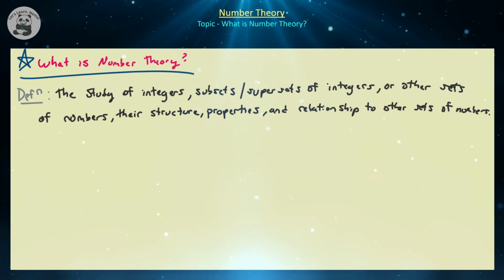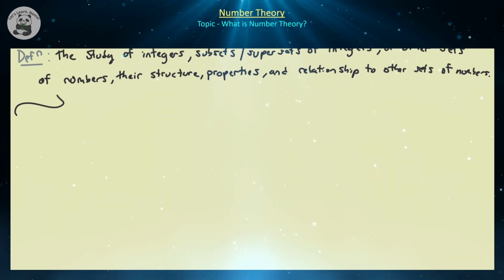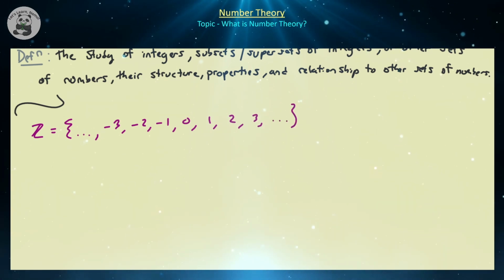Some people will just define it as the study of integers, but I think it's quite more than that. So let's introduce or reintroduce or familiarize ourselves with some of the most common sets of numbers that some of you probably have already experienced in other mathematics courses. For example, the set of integers, which is abbreviated by capital letter Z, is the set of numbers, in particular -3, -2, -1, 0, 1, 2, 3, and so on, in both directions.